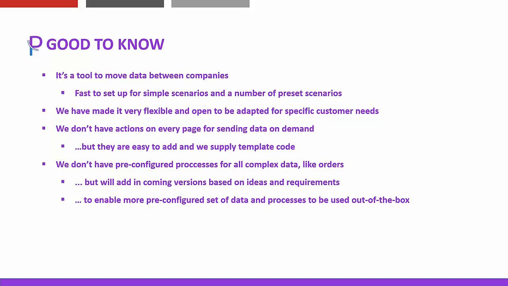We also don't have pre-configured processes for all complex types of data. Something like sales orders, purchase orders, where you might want to create a purchase order in one company and send it out to another company, and there it becomes a sales order, and then when it goes back, it becomes a sales invoice. Some of these more complex processes where data is layered, we do not have in version 1. But over time, we will add more and more of these more common scenarios, and it will be based on the feedback we get from you as partners.